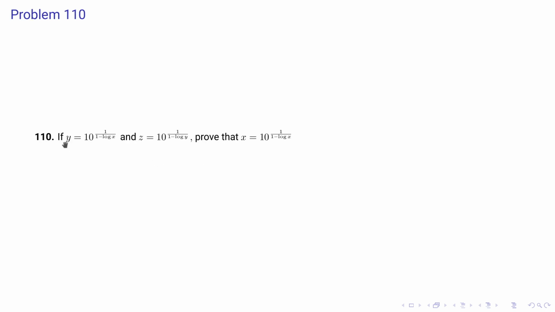Problem 110 says that if y is equal to 10 to the power 1 by 1 minus log x and z is equal to 10 to the power 1 by 1 minus log y, prove that x is equal to 10 to the power 1 by 1 minus log z.